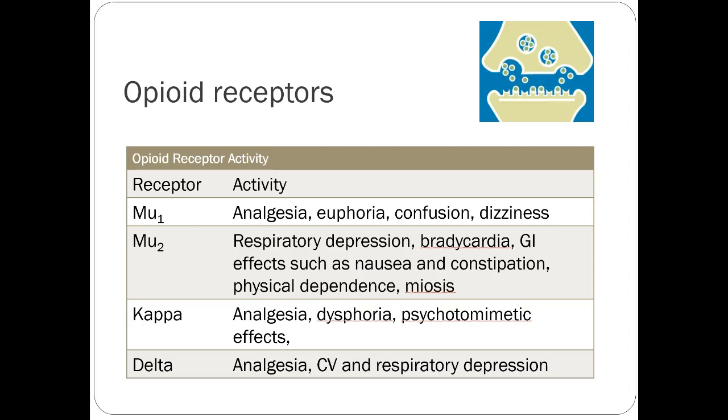The problem with these are the mu2 receptors, which are in the lungs and other places. The big one is respiratory depression. Other things don't happen quite as much. A fair number of people will report nausea and vomiting compared to the general population.